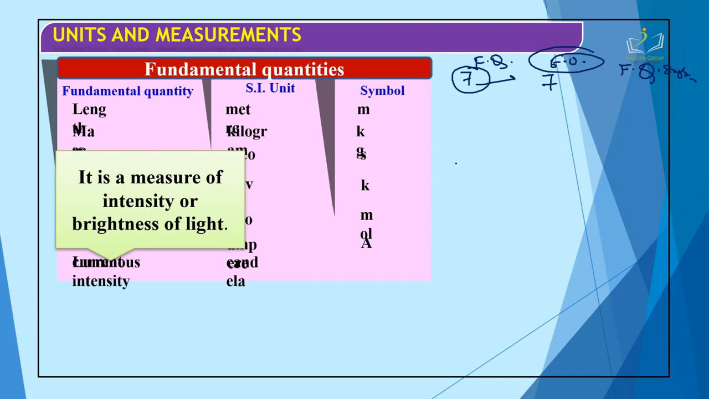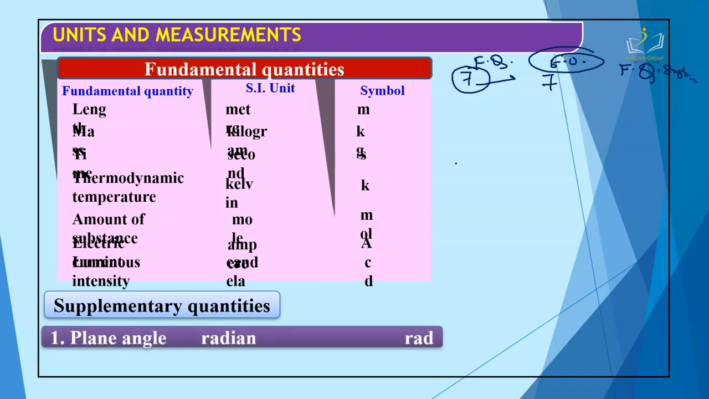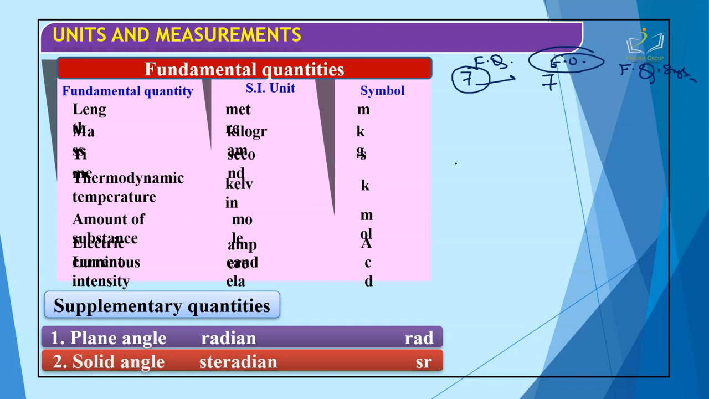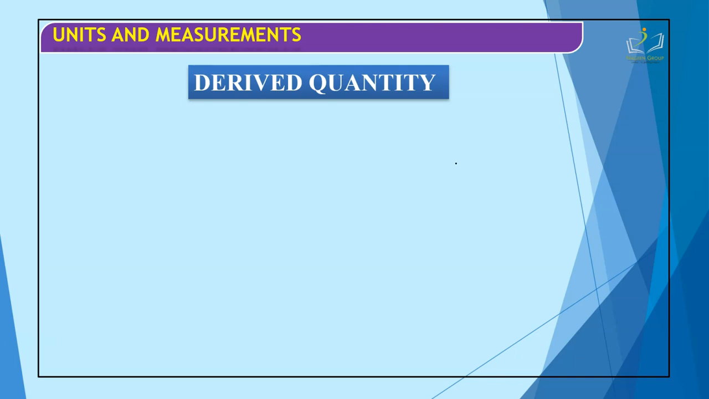Candela is a measure of the intensity or brightness of a light. Supplementary quantities, we have 2 more particular quantities which we are calling supplementary quantities. They are actually measuring angle. So plane angle and solid angle, they are both special. Actually we can measure the angle with the help of arc and the radius. So we have a different kind of quantities, other supplementary quantities, which we are taking. The angle inscribed by the surface at any particular point is known as solid angle. So there are 7 fundamental quantities as we know, and 2 supplementary quantities.